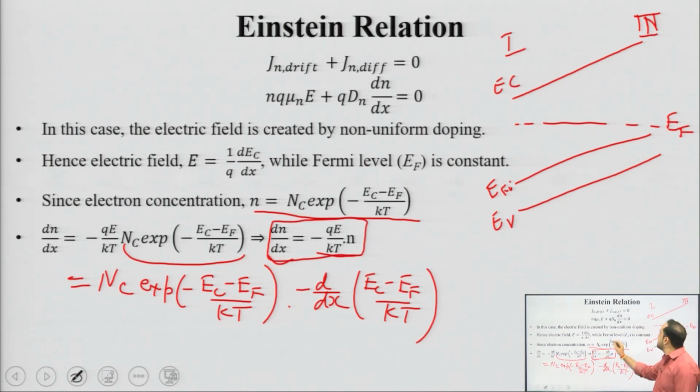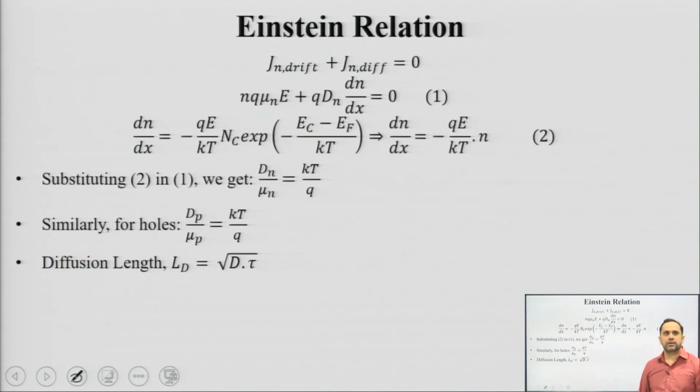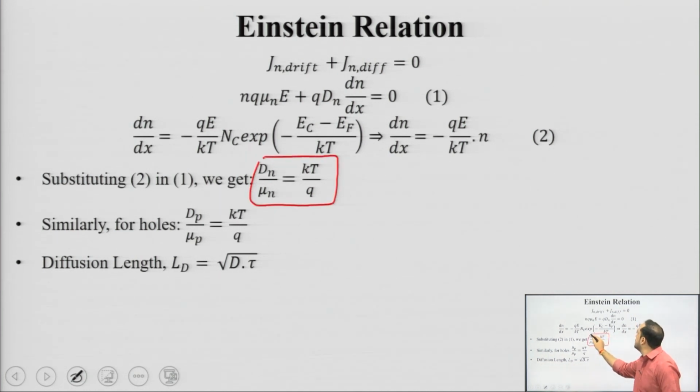This dn/dx I am going to substitute in this term here. After substitution, I am going to get this relationship, because some of the terms are going to cancel: E is going to cancel, n is going to cancel, q is going to cancel. So, eventually I get this relation where I say that D by mu is equal to kT by q.